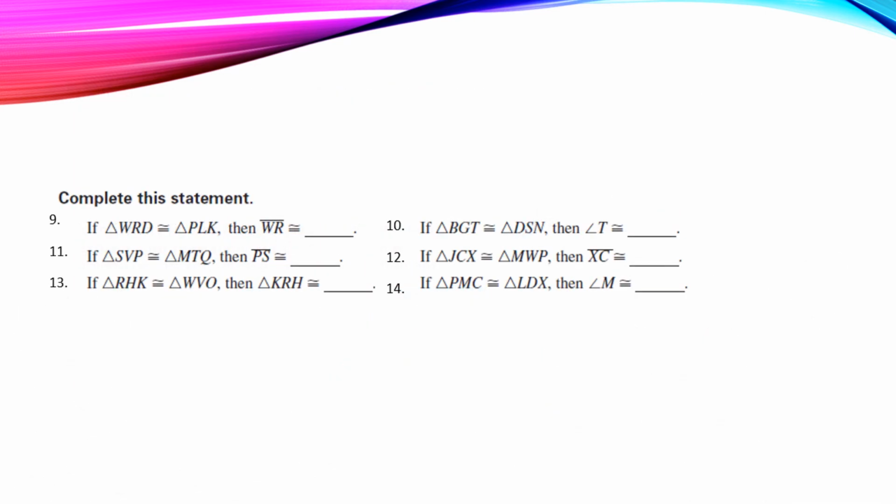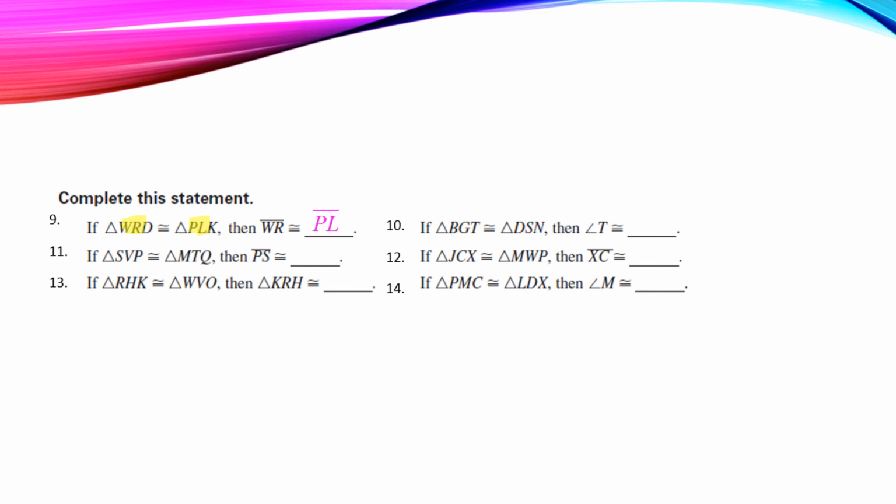Okay, complete the statements here. So this you just kind of want to look at your pieces here. So if triangle WRD is congruent to PLK, so it's WR, so that means I need to have line segment PL. So go ahead and do the rest of those and then check your answers with mine.